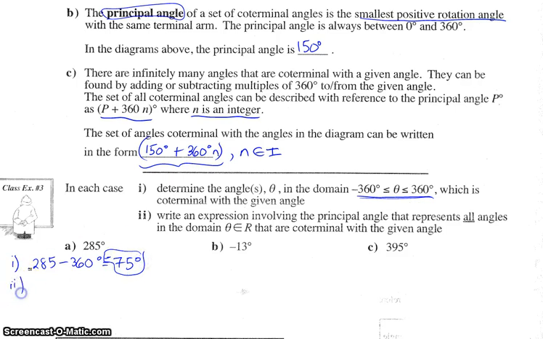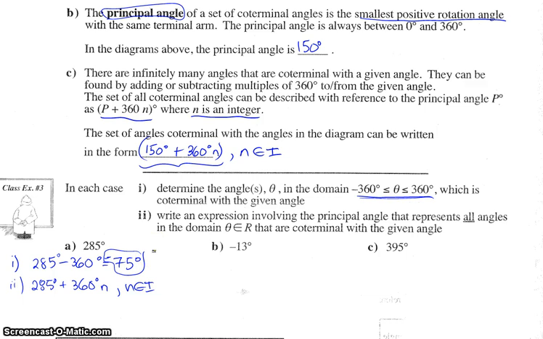And part I is to write the statement that says all of the coterminal angles. So we start with our principal angle. Now the principal angle has to be between 0 and 360. So the negative 75 wouldn't do that, but the 285 would. Okay, plus add a full rotation times n, multiple rotations, where n is an element of the integers. And that would be our answer.